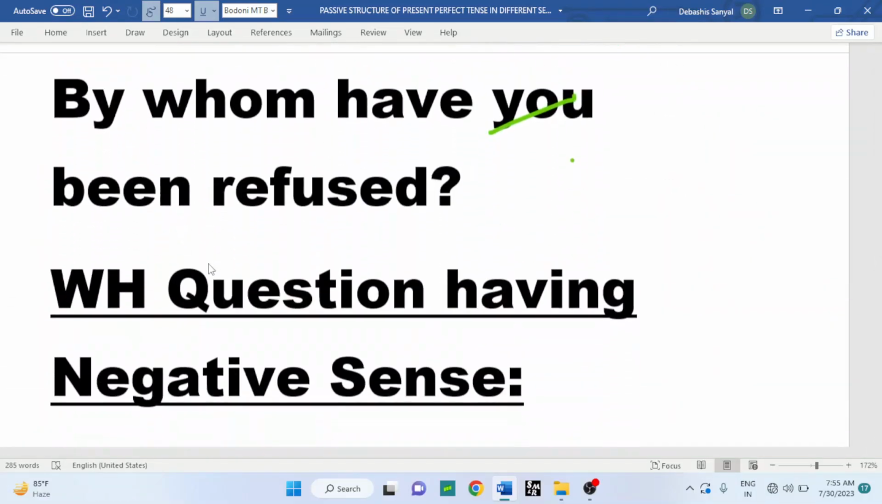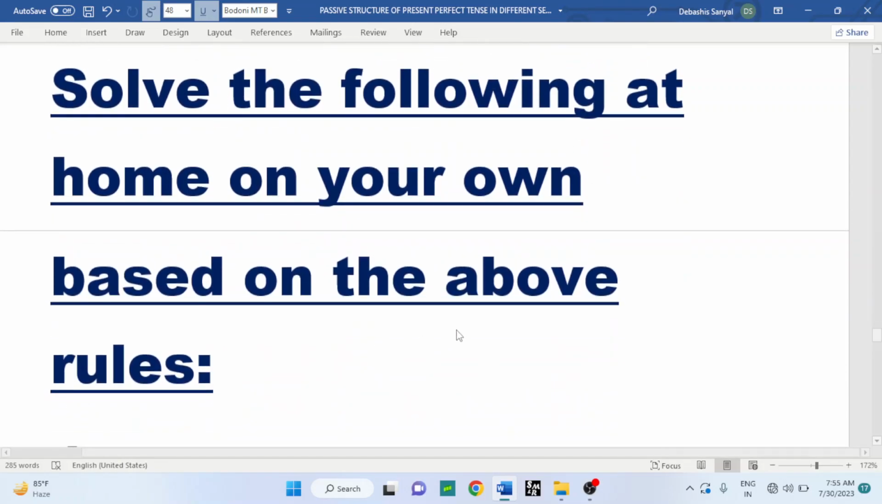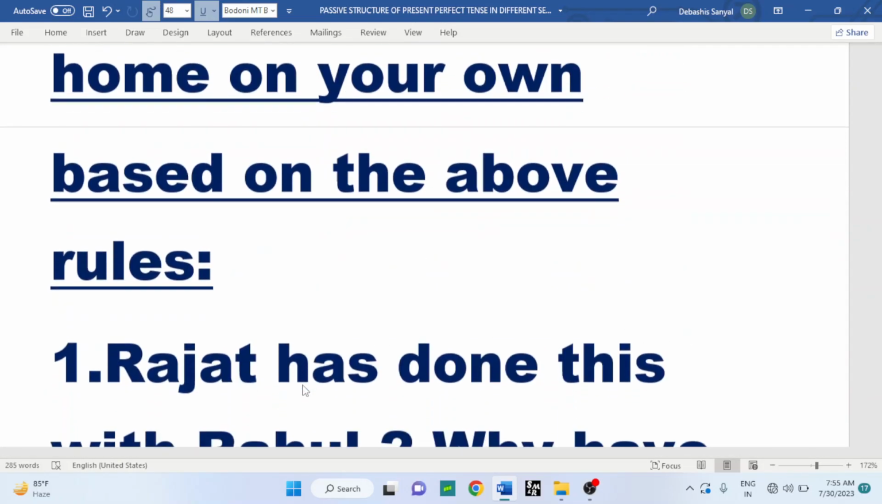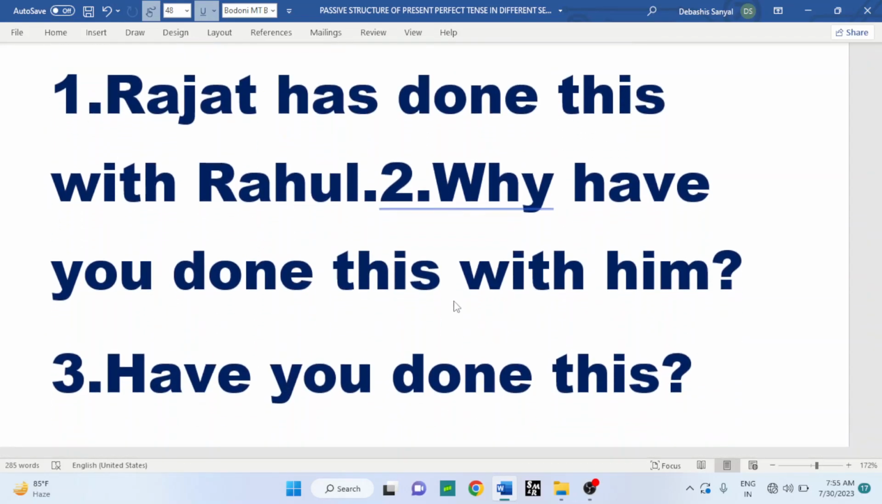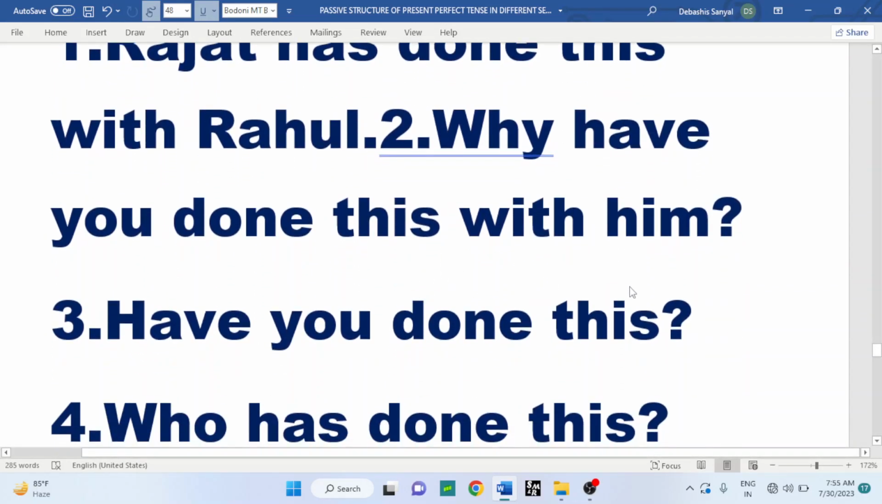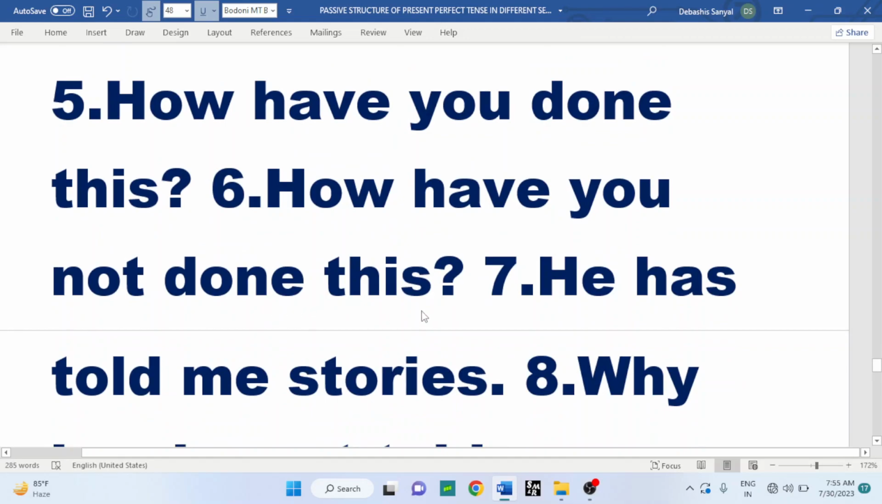There are some tasks given by me for you. Solve the following at home on your own based on the above rules. See the rules again and solve them. Rajat has done this with Rahul. Why have you done this with him? Have you done this? Who has done this? How have you done this? How have you not done this?